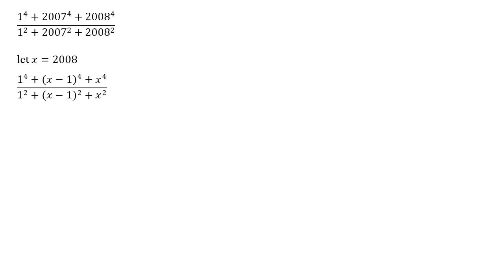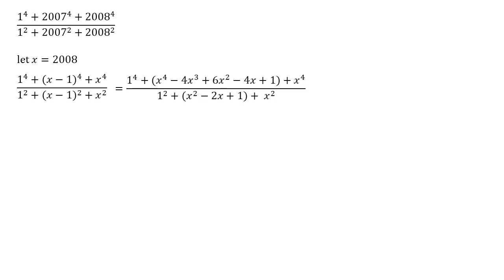If we now expand those brackets in the middle, (x minus 1) to the power of 4, just by the binomial method, becomes x to the power of 4 minus 4 lots of x cubed, so minus 4x cubed, plus 6x squared, minus 4x plus 1, and then we've still got that plus x to the 4 on the end.